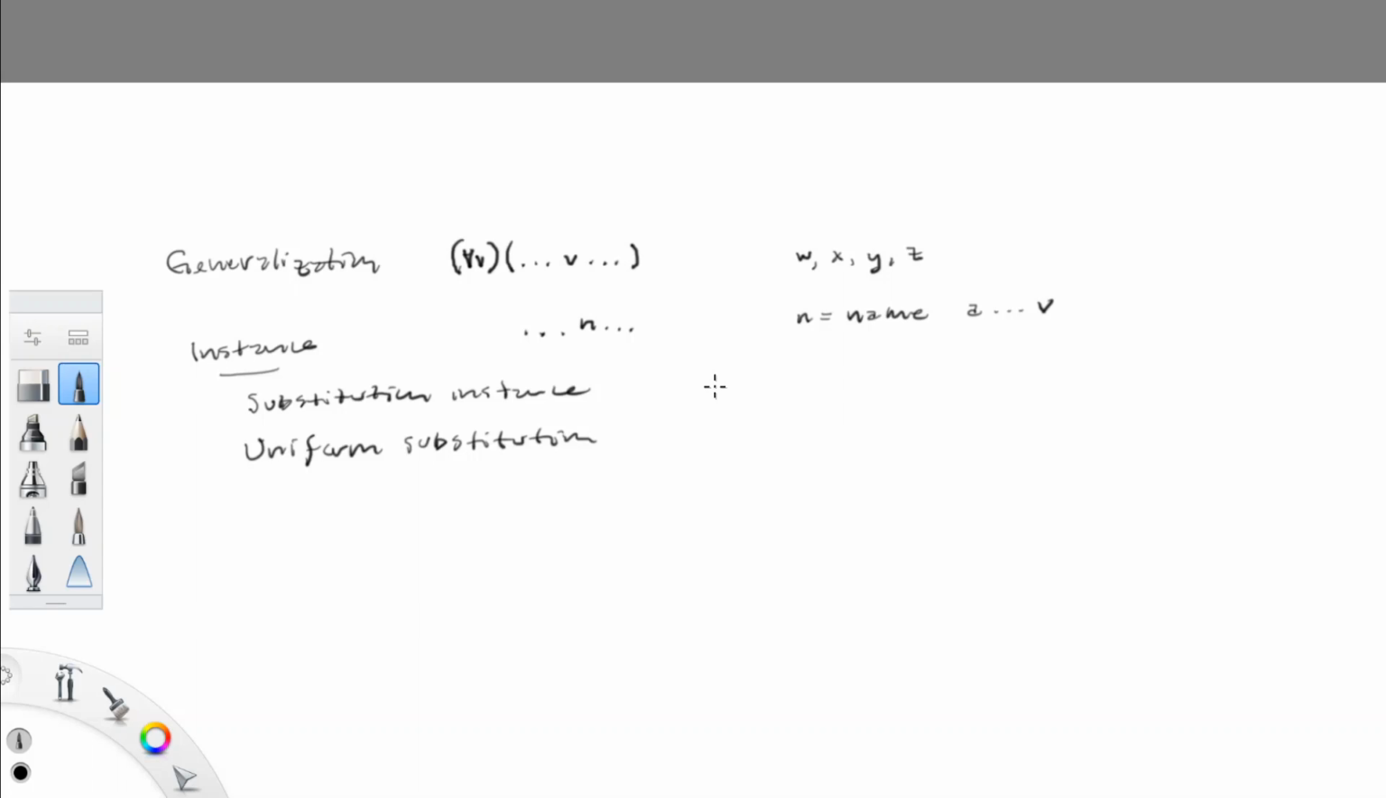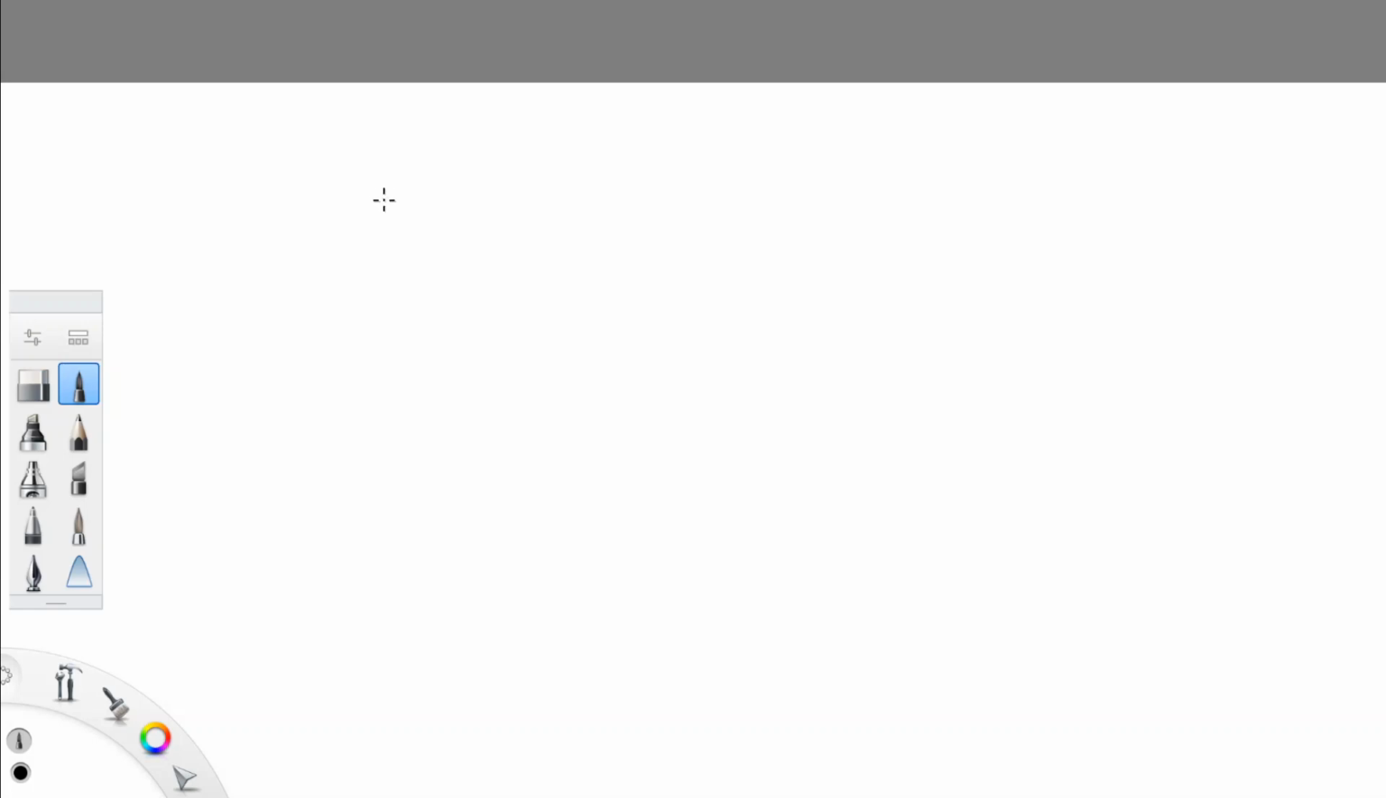So let's take a look at some very specific examples. So let's imagine this sentence right here. There is an x, L, x, x. So for us, this could mean something like somebody loves themselves. Okay? That's a generalization. It's an existential generalization. Its only logical operator is the existential quantifier.